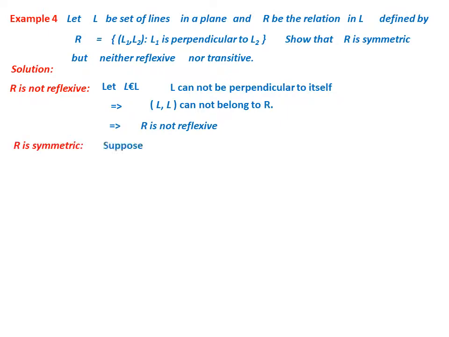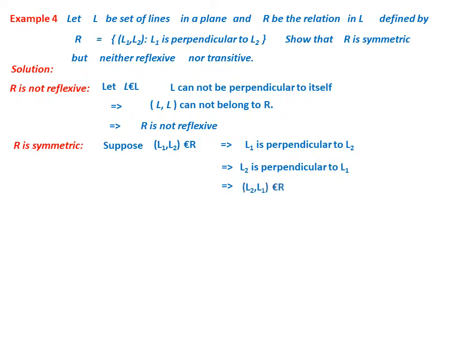Next, why is it symmetric? Let us take, for example, (L1, L2) belongs to R. By definition, it implies L1 is perpendicular to L2. Whenever L1 is perpendicular to L2, naturally L2 is also perpendicular to L1. So this implies (L2, L1) also belongs to R. So this means R is symmetric.